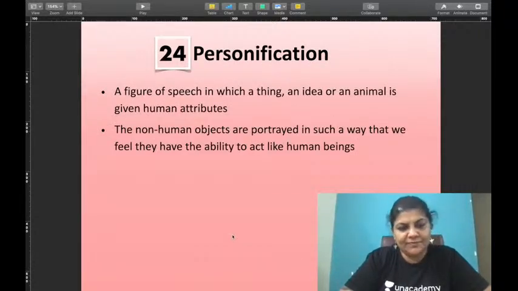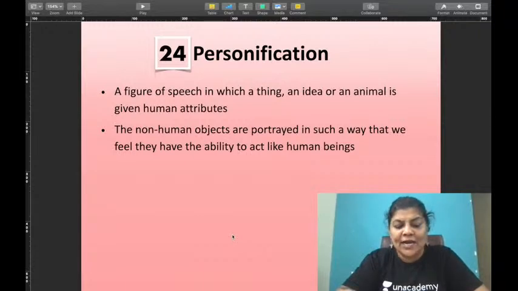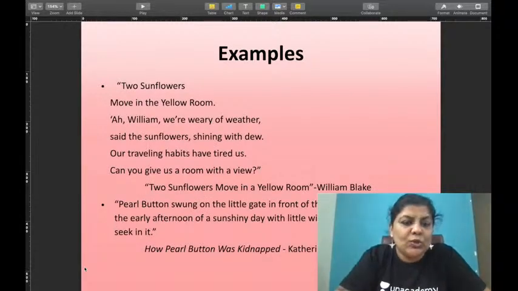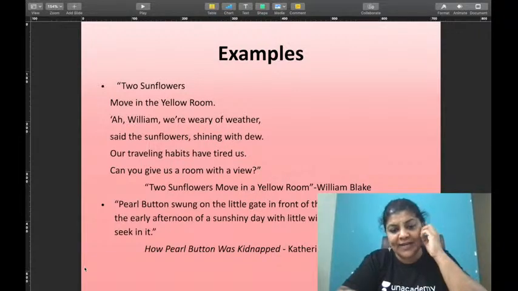Now, personification. A figure of speech in which a thing, an idea, or an animal is given human attributes. Personification means a thing, an idea, or an animal is given human attributes. All of you know, Alexander Pope used personification. Two sunflowers move in the yellow room. William, we are weary of weather. Weary of weather, said the sunflowers. Shining with dew, the sunflowers are personified.